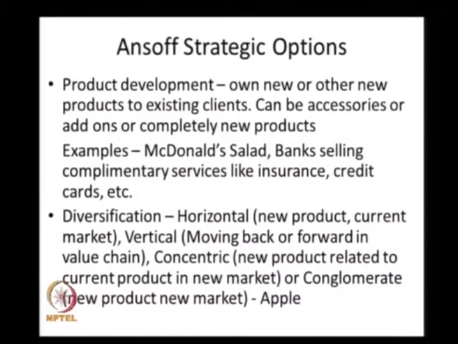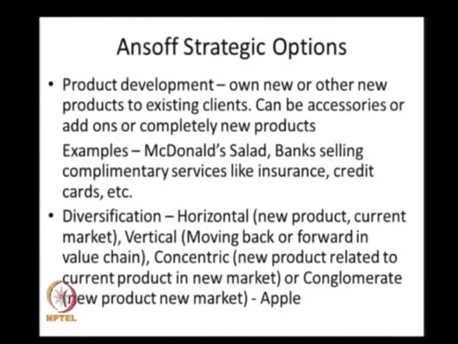Popular examples could be the McDonald's salad. It's a fast food chain, but then a new product in the form of a salad, which is something new to the culture of McDonald's. Or you might see now banks selling complementary services like insurance and credit cards. This again, it's a new product, but to the same market. A salad to the same market in McDonald's. An insurance policy to the existing customers of a bank. A credit card to the existing customers of a bank. So it is new products for the same market for which resources have to be aligned.